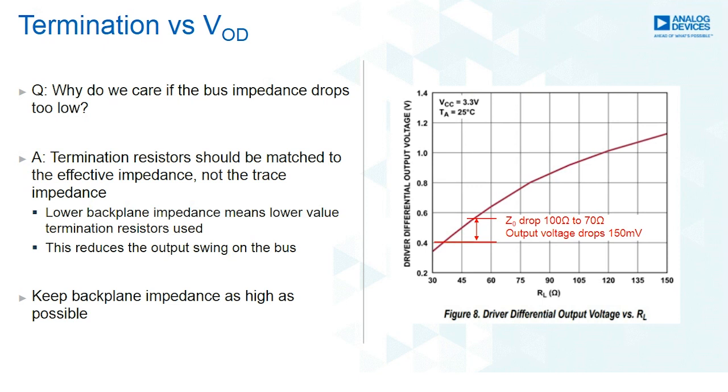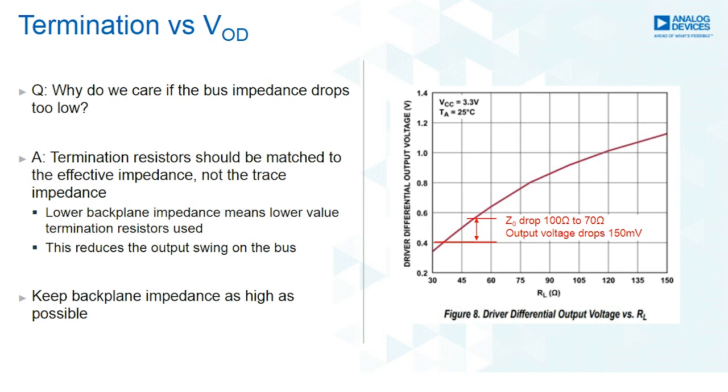Well, there is a consequence to reducing the termination resistance. So as the backplane impedance lowers, you need to lower the termination resistor at either end of the backplane to maintain good signal integrity. But the negative consequence of this is this reduces the output voltage, or the swing, out of the transceiver that's seen on the bus. And you can see this on the right in the diagram here.